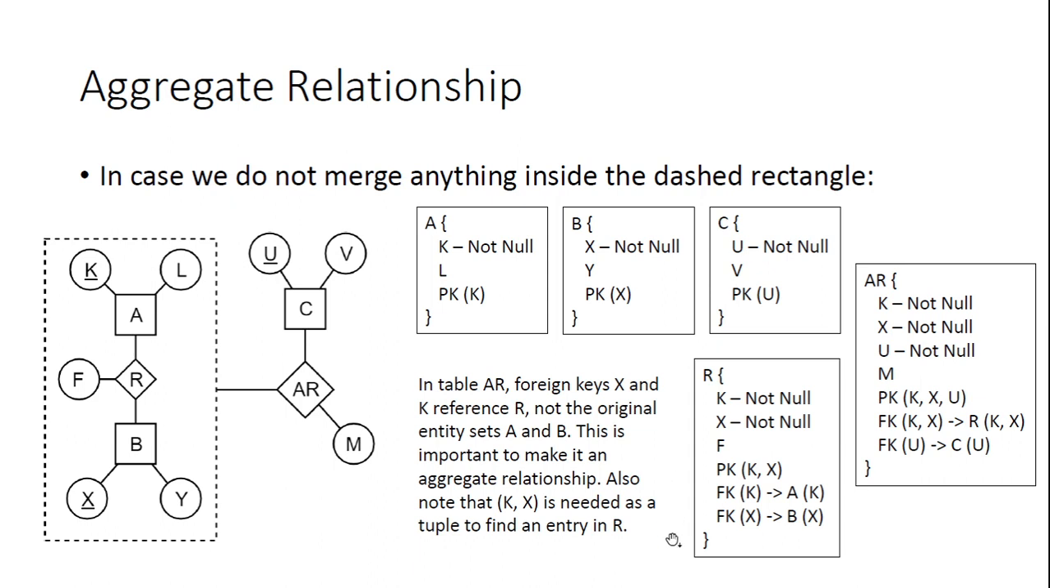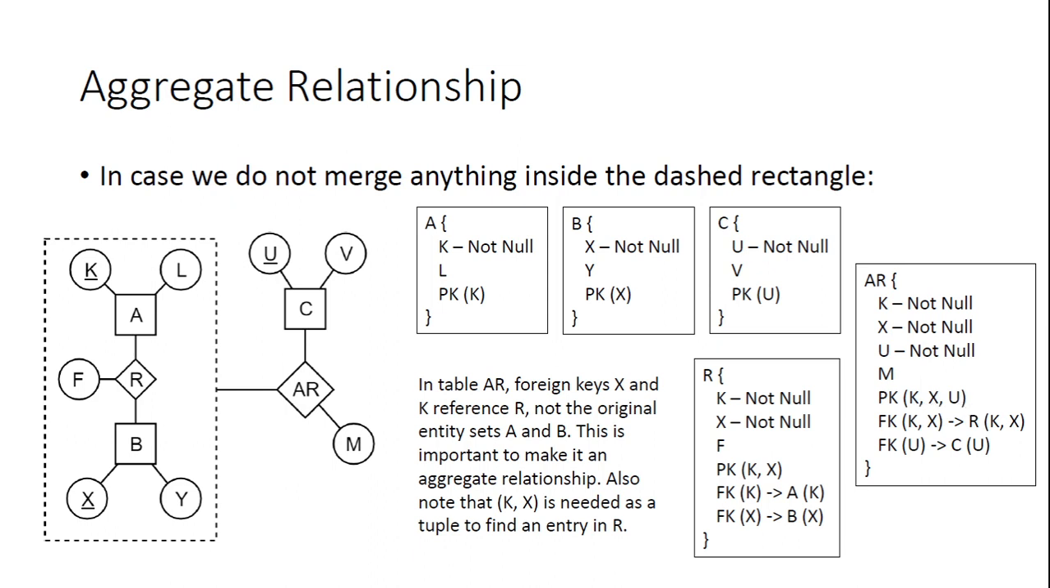If we look at table R, the primary key is the combination of K and X. So to find a unique entry for R, we need both K and X together, right? Because of that, in the aggregate relationship, we store K and X attributes. Both K and X are together used as a foreign key to refer to table R, referring to the matching attribute names K and X. And since this is a many-to-many relationship, the primary key for the aggregate relationship AR is going to be the combination of all its foreign keys, and that's K, X, and U all together.